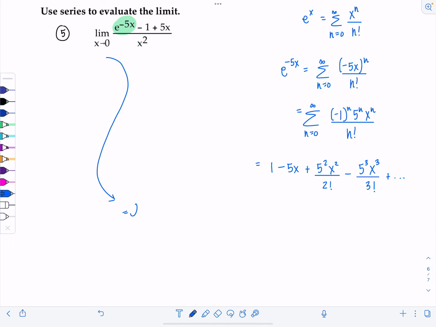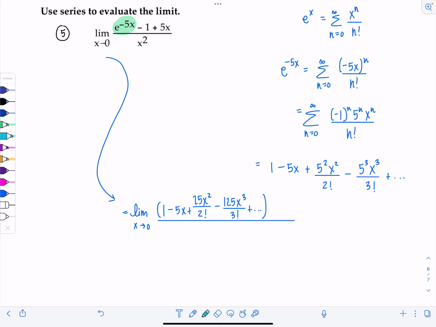We have now the limit. I put this as extra credit on one of the exams. It seems familiar. Okay, instead of e to the negative 5x, 1 minus 5x plus, let's write this as 25x squared over 2 factorial minus 125x cubed over 3 factorial, plus dot, dot, dot. And then these guys just come along for the ride.